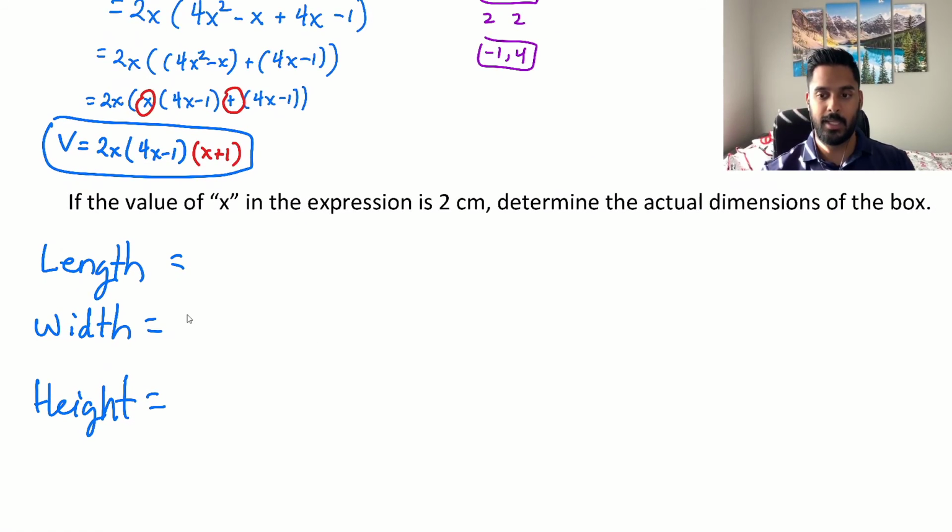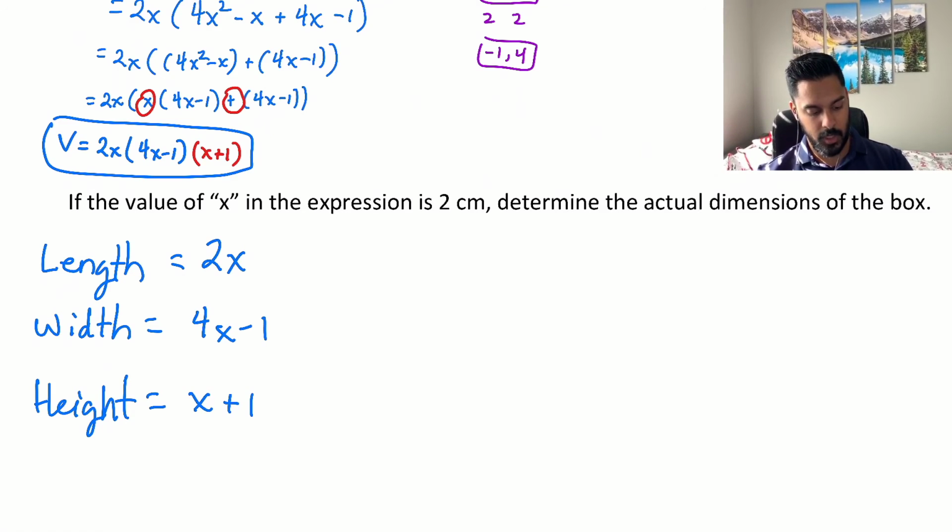Now, it doesn't really matter which one goes where, because multiplication can get rearranged in any order. Usually length is the longest, width is the other one, height's the tallest one. But it's hard to determine that if these are all linear dimensions. So it really doesn't matter which one you call which. So let's put our 2x here. I'm just going to go in order.